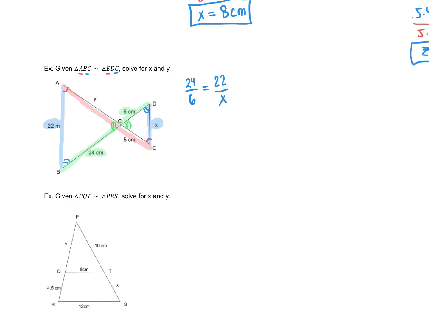22 and 24 are both on top because they're in the same triangle, and then 6 and X on the bottom. Now I want you to pause the video here and do your cross multiplying to solve for X. Then come back to check your work.